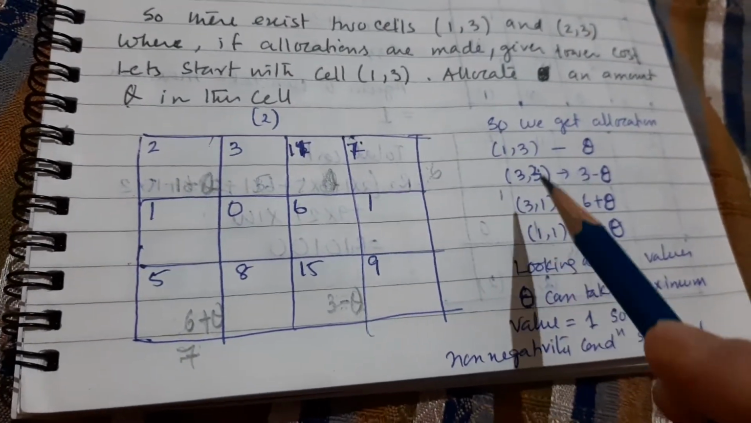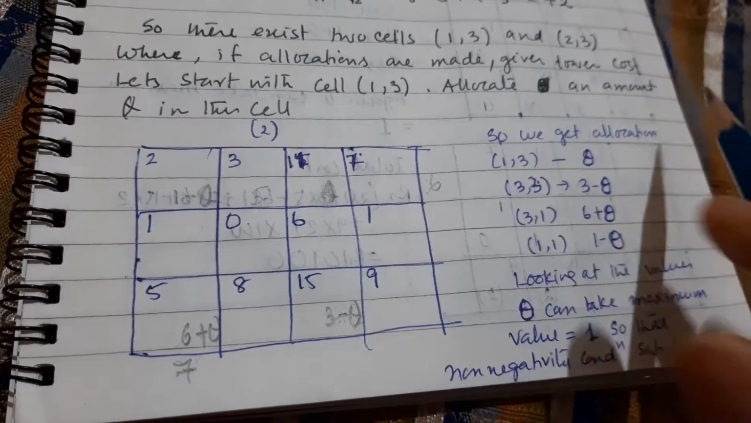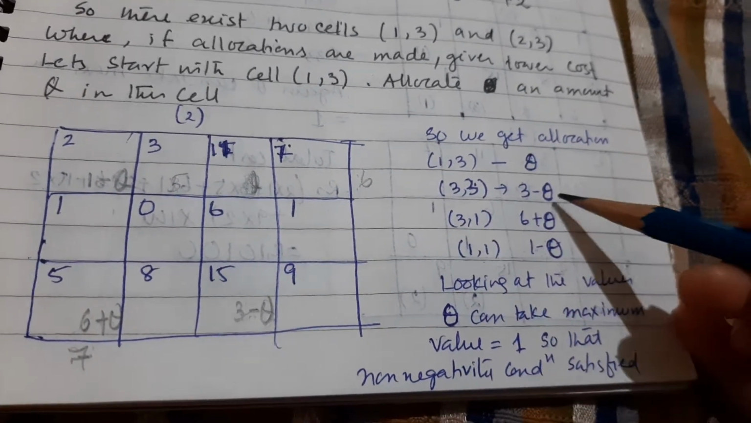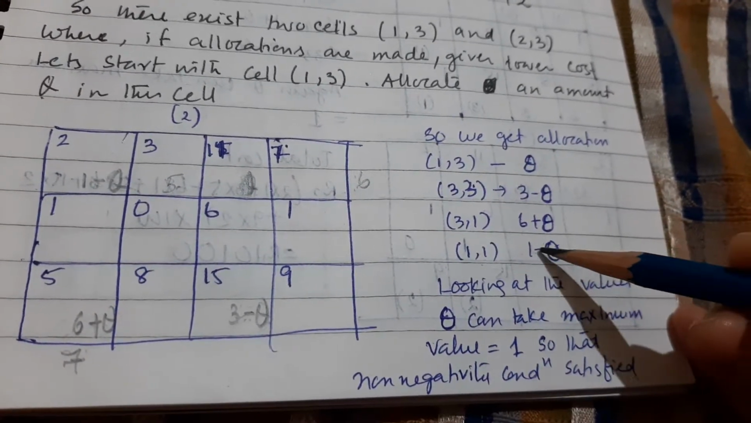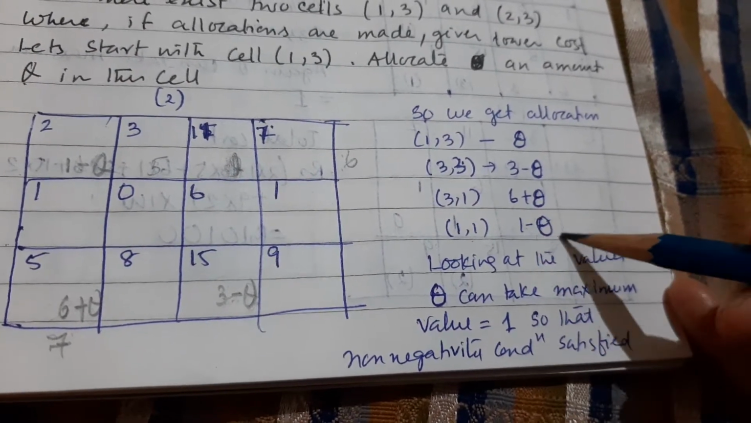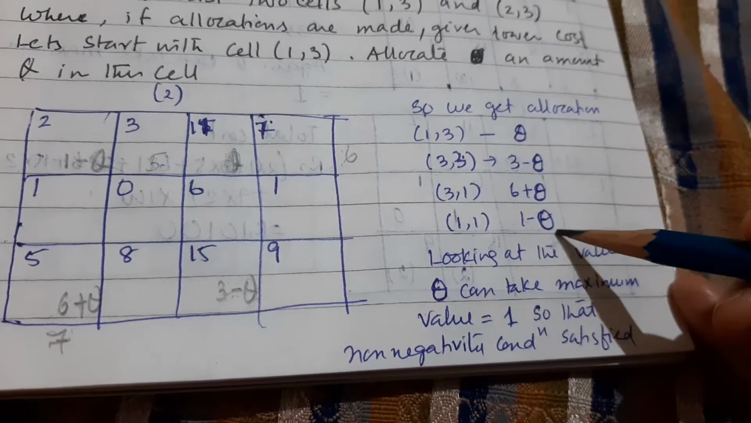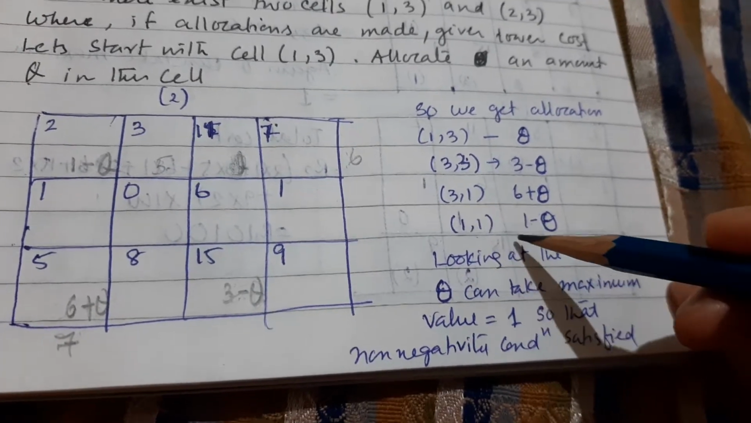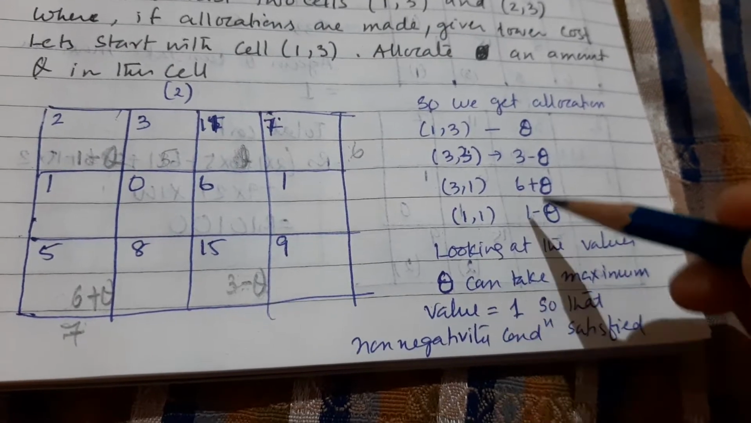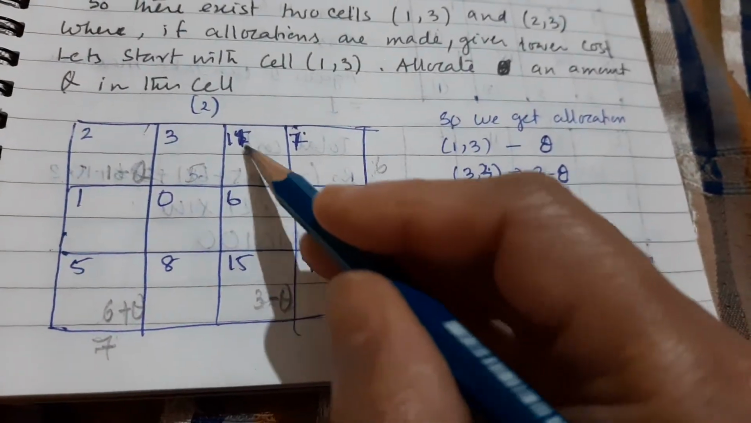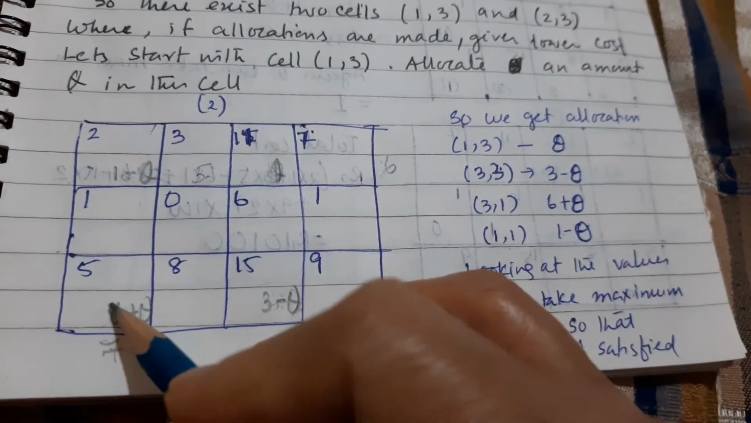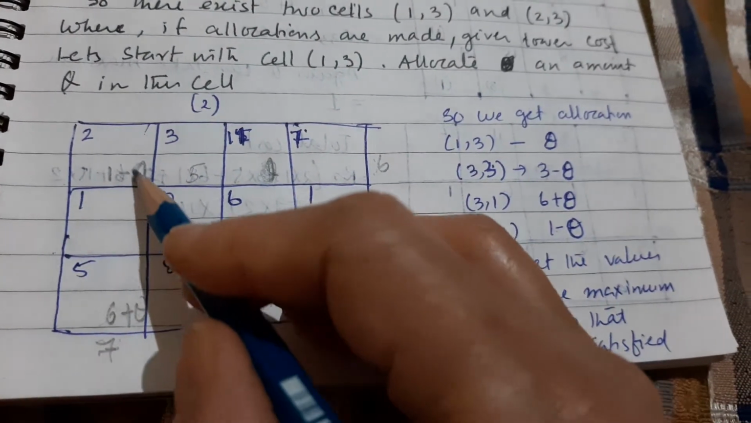Okay. So out of all this value, theta is a positive value, so these two are positive. If I say these two, theta can take maximum 1, because if I put more than 1, this will become negative. We cannot get a negative allocation, so theta can take a maximum value equal to 1. So if I put 1 here, this value will be 1, this reduces to 2, this will be increased 6 plus 1, 7, and this will be 0.